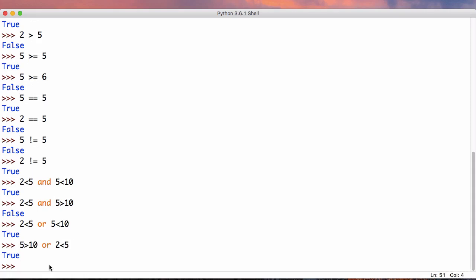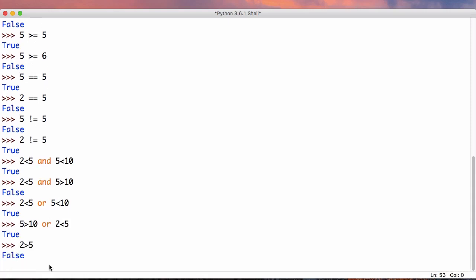Now the NOT operation reverses the output. For example, when I say 2 greater than 5, it returns false. If I say NOT of 2 greater than 5, it reverses the output from false to true.